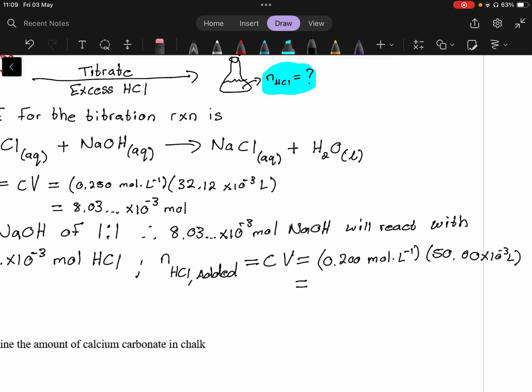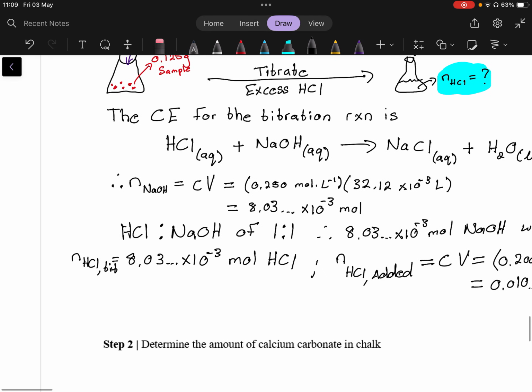Okay. This should give you a value of, if I can turn this page, then I will get the value. Added is 0.010 mole. Okay. Does that make sense? Yeah. That gives us the total amount added.